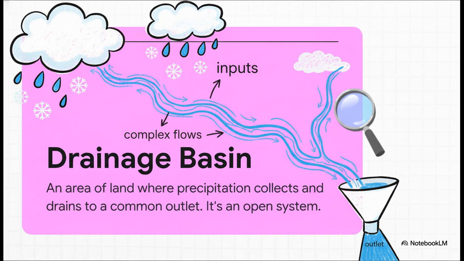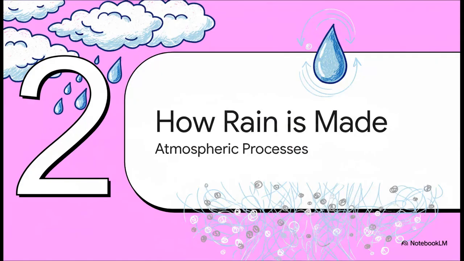It's a living, breathing system with inputs, like rain coming in, a bunch of complex flows, which we'll get to, and finally outputs, where the water leaves. So let's start with that first part, the input. Where does our little raindrop even come from? Well, its story begins way up in the atmosphere, and it all hinges on a critical trigger point.